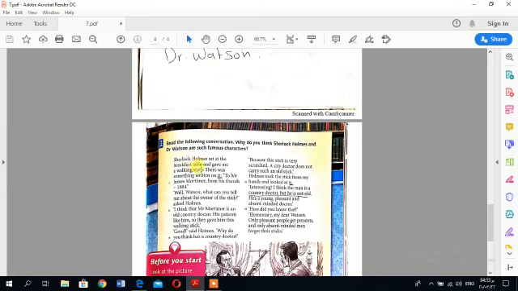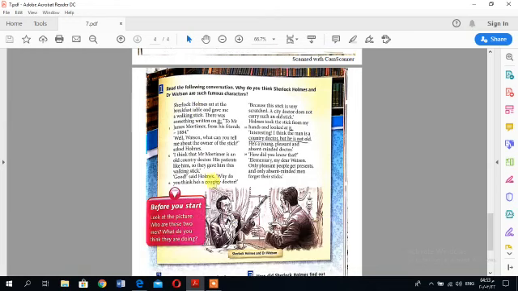This stick means عصا, as you can see in the picture. This is the stick. You see the stick? Sherlock Holmes gave it to his friend Dr. Watson and told him to look at it. What was written on this stick? To Mr. James Mortimer from his friends, 1884. This is all about paragraph 1.